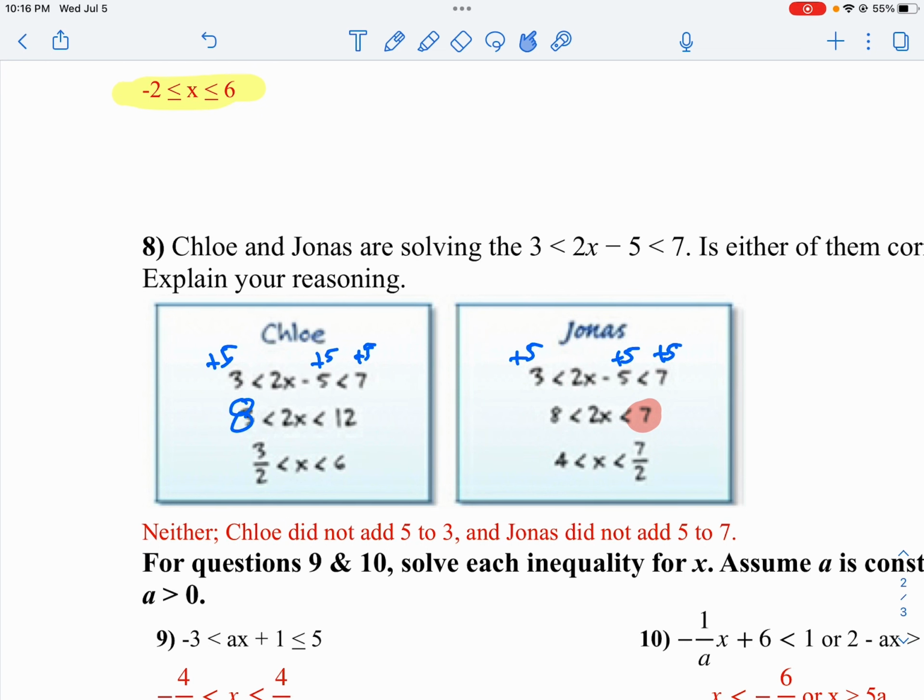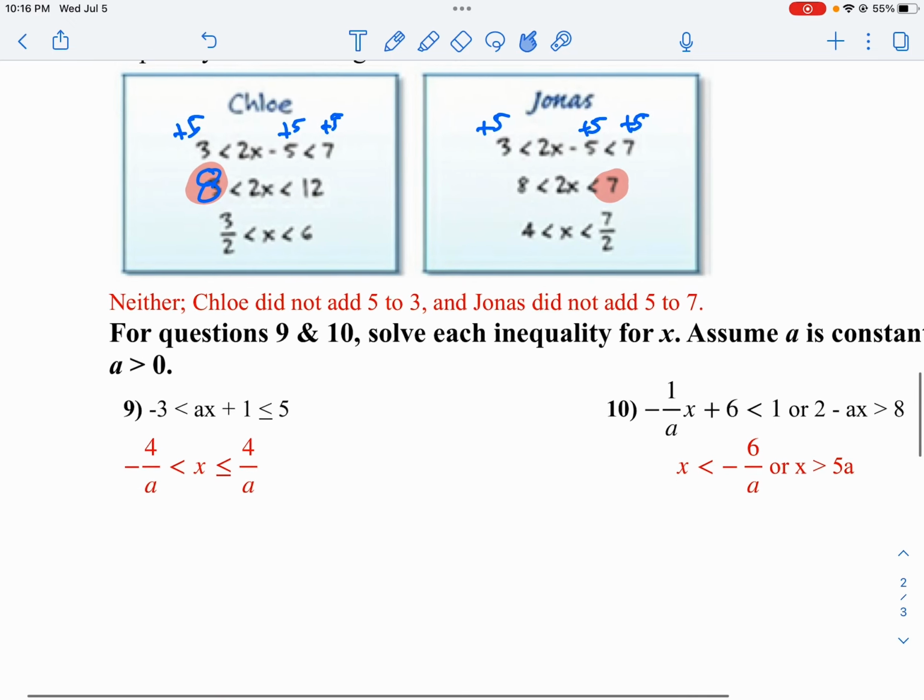And so neither of them are correct here, are they? So that's the correct answer. Neither is correct. And show me your work.